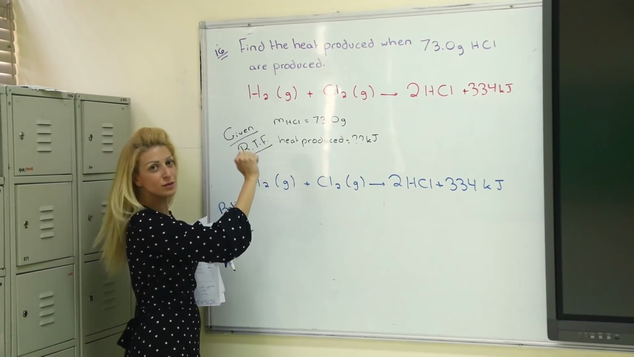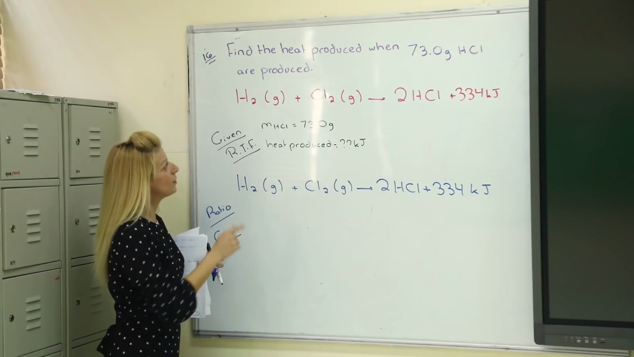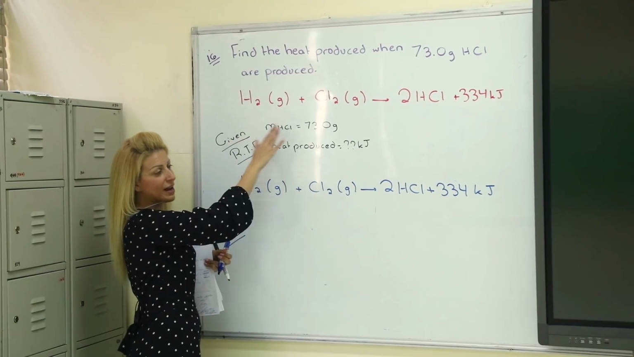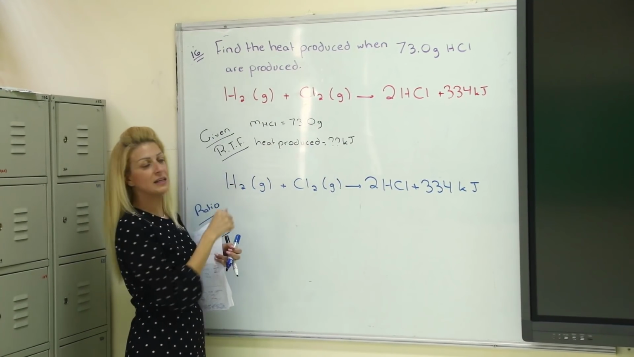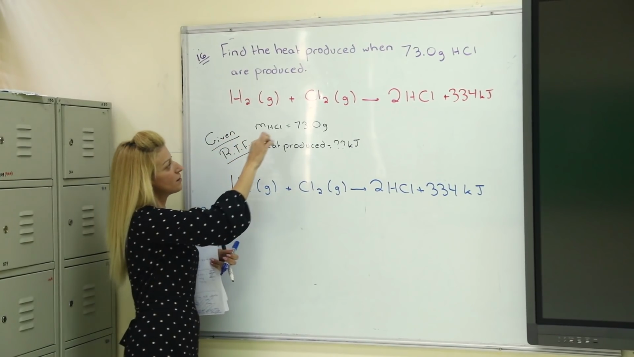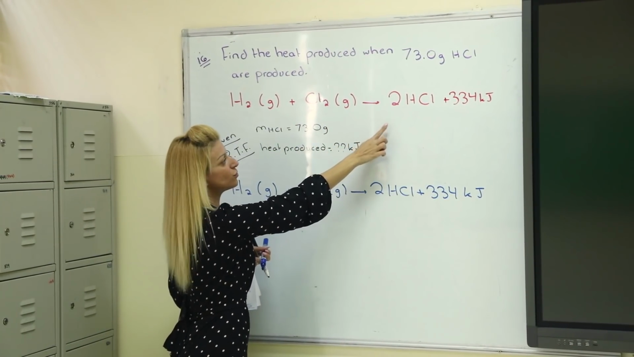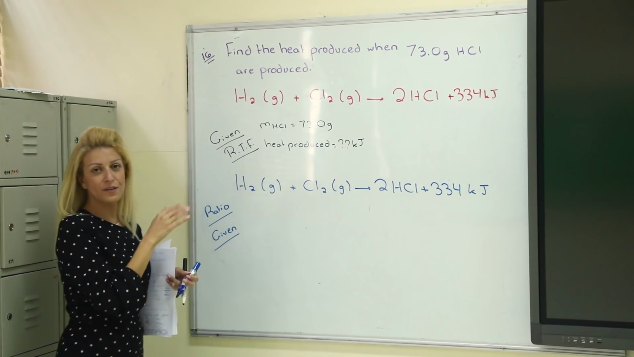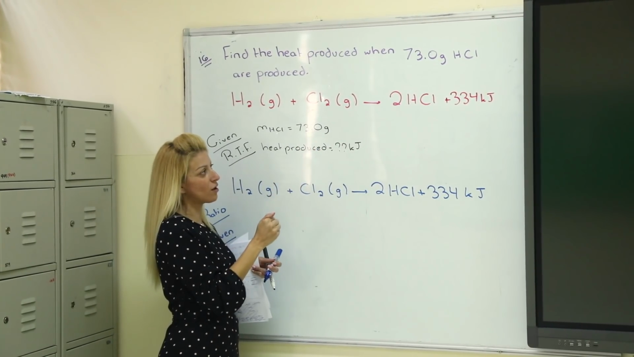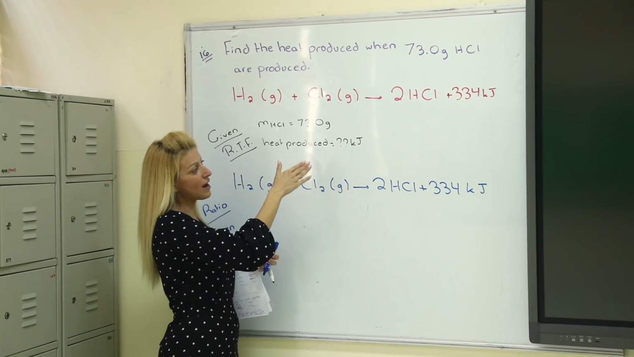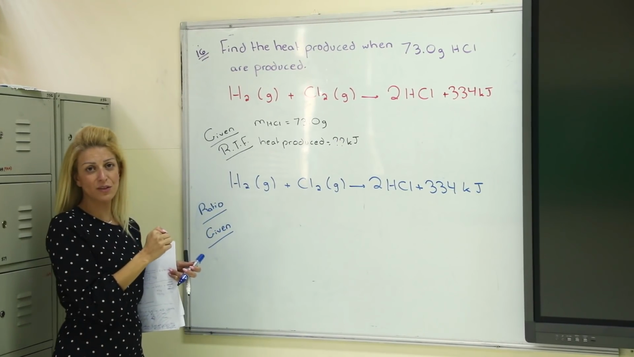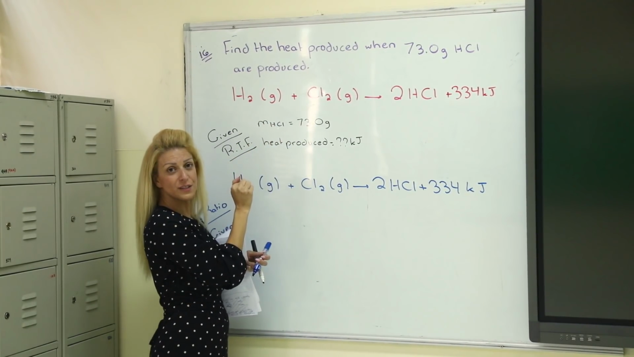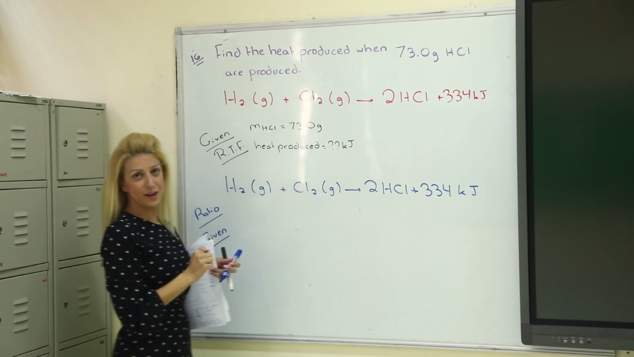Find the heat produced when 73.0 grams of HCl are produced by the following reaction. The reaction is given below, including the heat term: H2 gas plus Cl2 gas gives 2 HCl gas plus 334 kilojoules. The equation shows that the energy term is on the right side, meaning that this reaction releases 334 kilojoules when 1 mole of H2 reacts with 1 mole of Cl2 to give 2 moles of HCl.